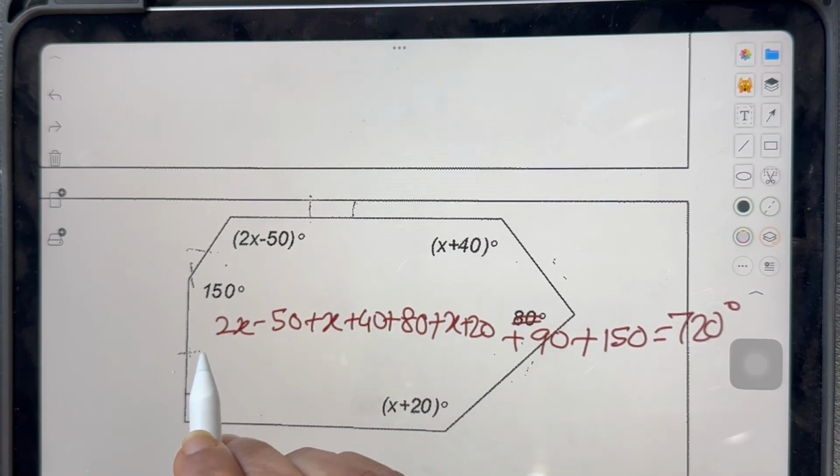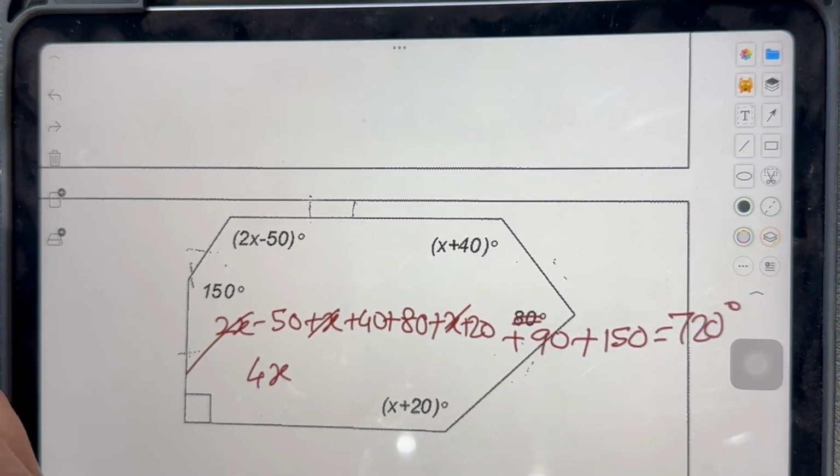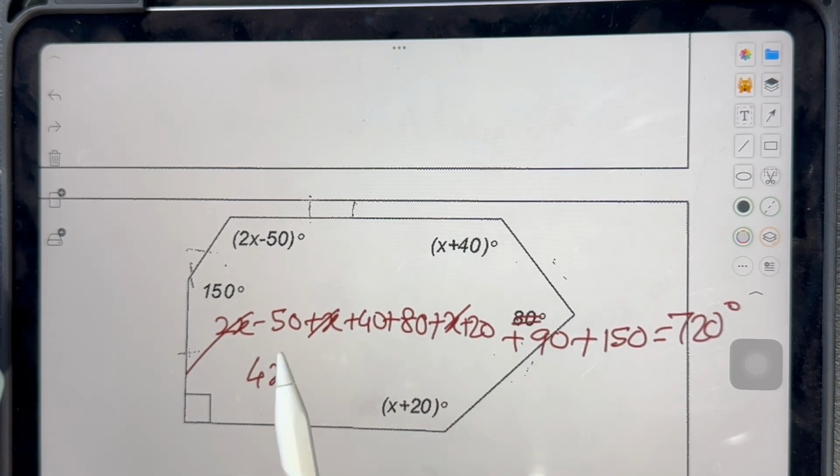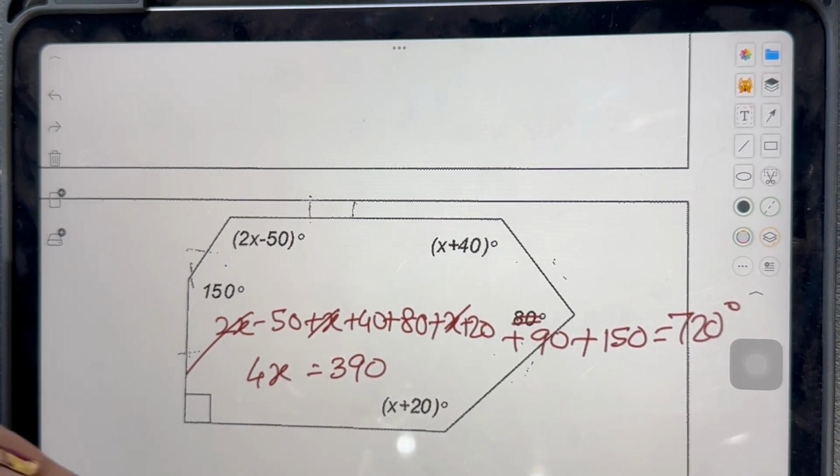Oh my god, there are too many things. 2x plus x is 3x, plus x is 4x. Now you are doing the math. 720. You can pause the video and do it by yourself and check the answer with me. I might be wrong also. Minus 150 minus 90 minus 20 minus 120 plus 50. So I got 390. This is equal to 390, and divided by 4, I got 97.5.